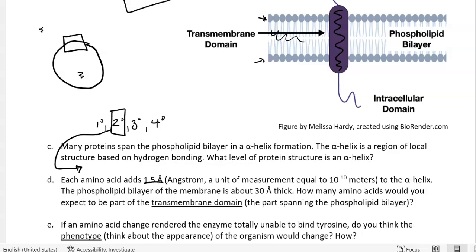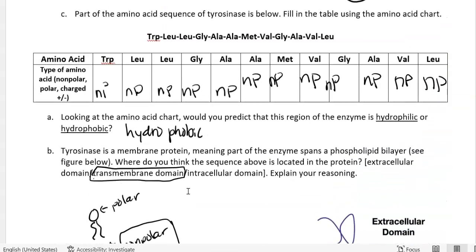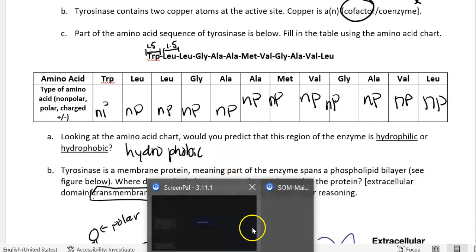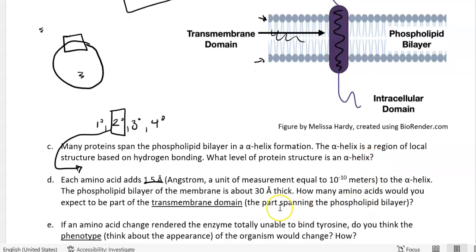Here we have some math. What we're telling you is that each amino acid is 1.5 angstroms, a really, really small unit of length. So each one of these is 1.5 angstroms. Then we tell you that the bilayer is about 30, so this part is about 30 angstroms thick.